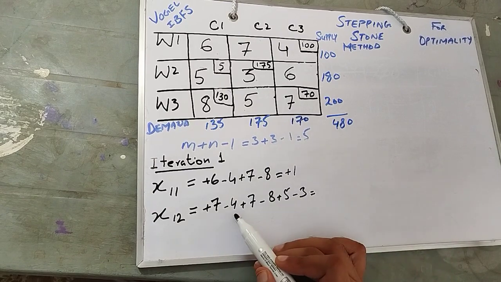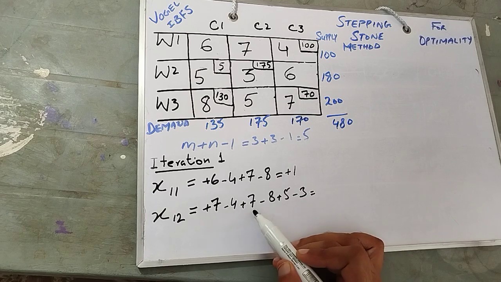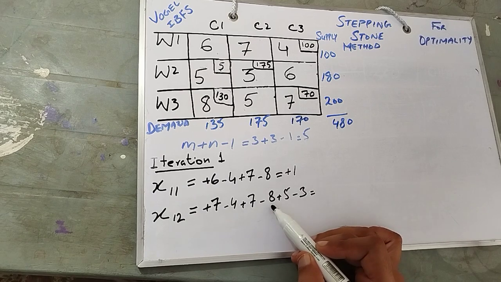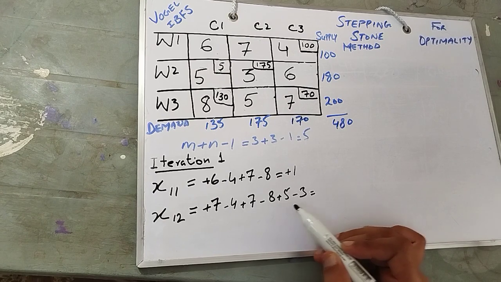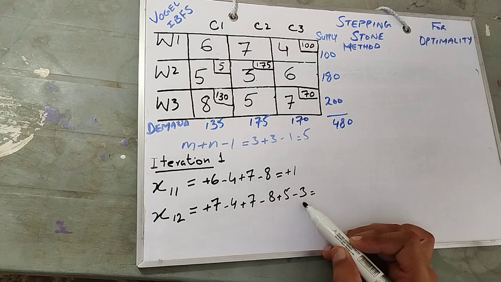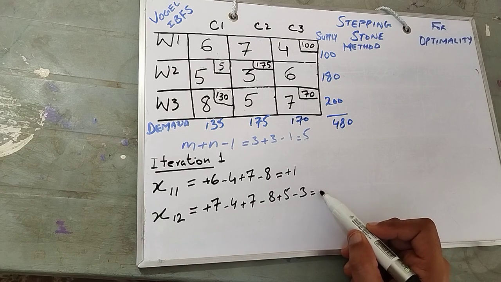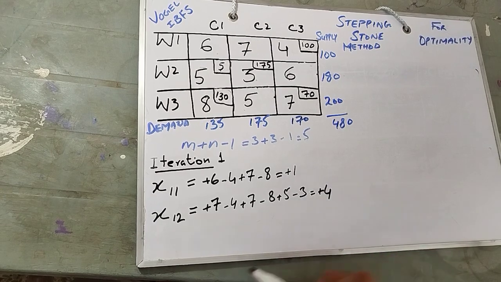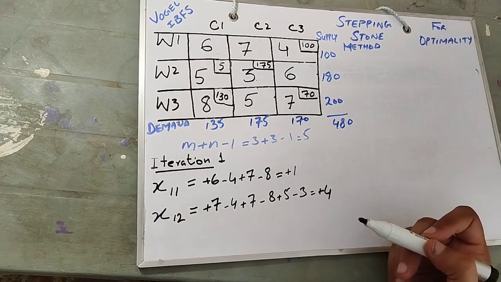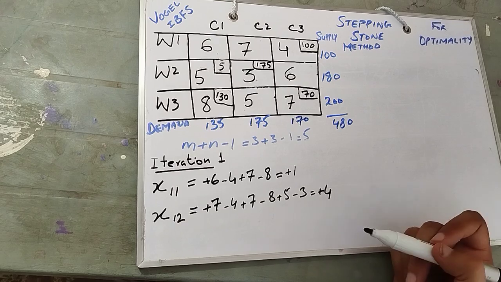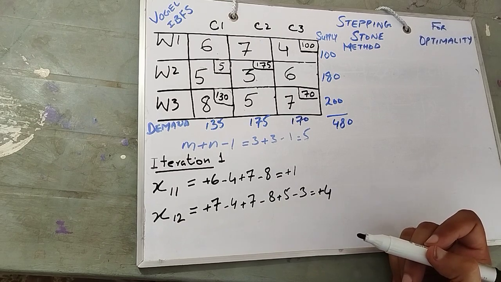Plus 7 minus 4 is plus 3. Plus 3 plus 7 is plus 10. Plus 10 minus 8 is plus 2. Plus 2 plus 5 is plus 7. Plus 7 minus 3 is plus 4. Okay. So you see, the answer is positive. So what does that show? It shows there is no need to change the allocation on this cell. We are good with that.